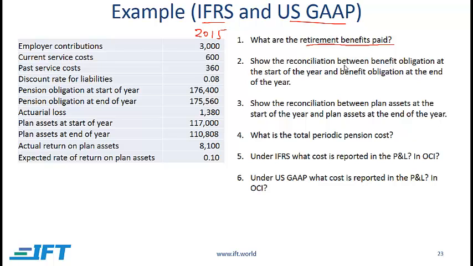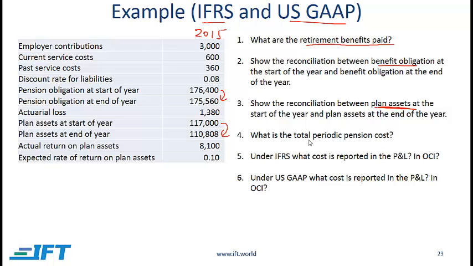Then we need to show the reconciliation between the benefit obligation at the start of the year and the benefit obligation at the end of the year. This is similar to something we saw in an earlier example. So what I want you to do is say that the pension obligation at the start of the year is this much. Then what are the various numbers that take us from here to here? Question 3 asks about the reconciliation with respect to plan assets. So how did we go from here to here?